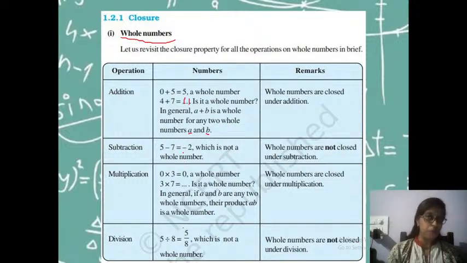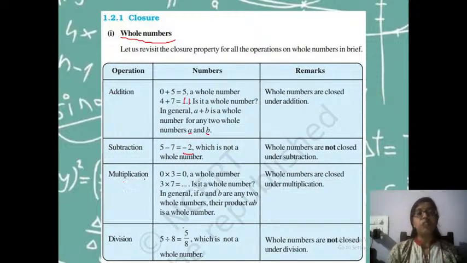Minus 2 is not a whole number. I told you that whole numbers are only the positive numbers, starting from 0. So they all are whole numbers, but minus 2 is not a whole number. It is an integer. So whole numbers are not closed under subtraction. That's why we say it is not closed.